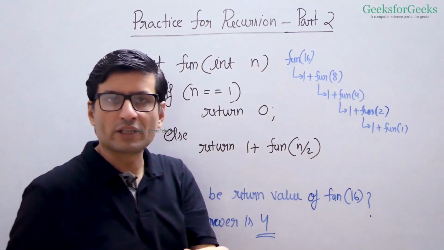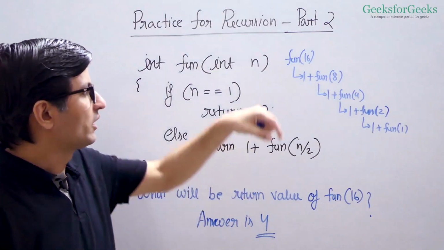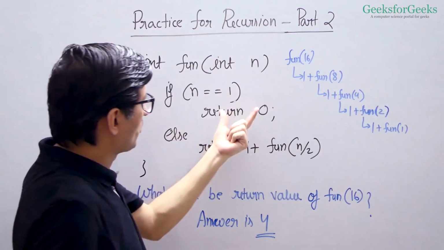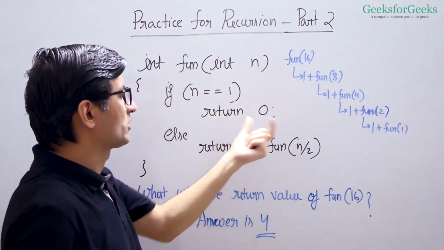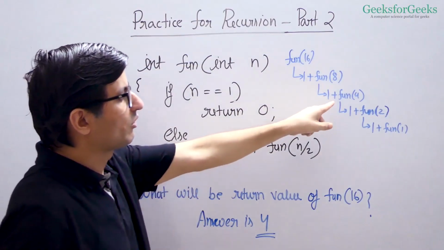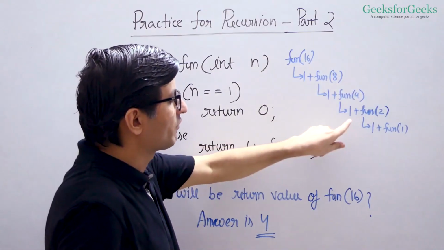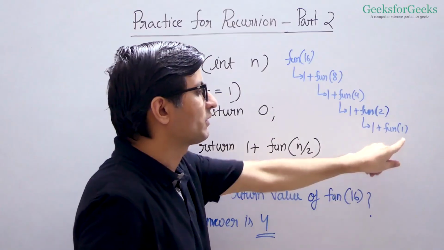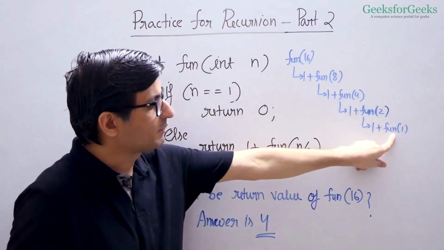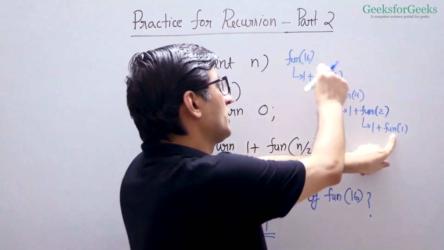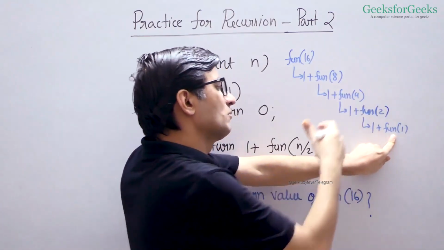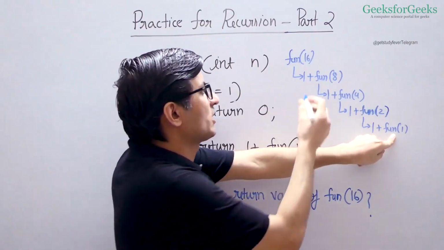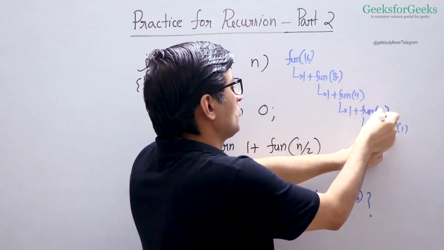When you call for fun8, it's a function call and it begins the execution from here again. It's not going to fall into the if condition because n is not 1, so it's going to call 1 plus fun4, and fun4 is going to call 1 plus fun2, and then fun2 is going to call 1 plus fun1. When these calls happen, all these functions are in the function call stack waiting for their child calls to finish. So your function call stack now contains 16, 8, 4, 2 and 1.